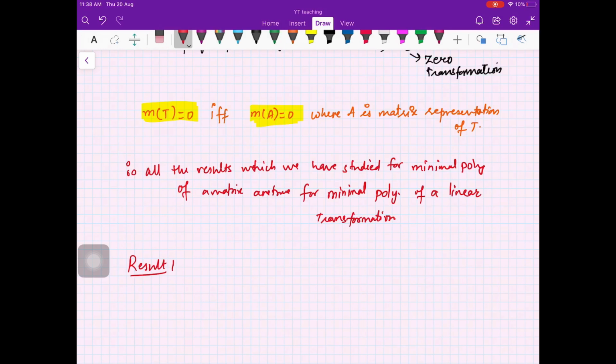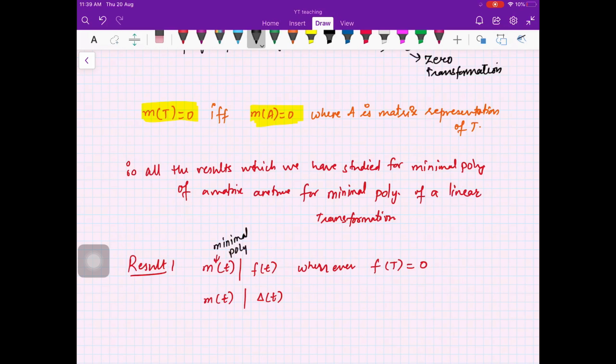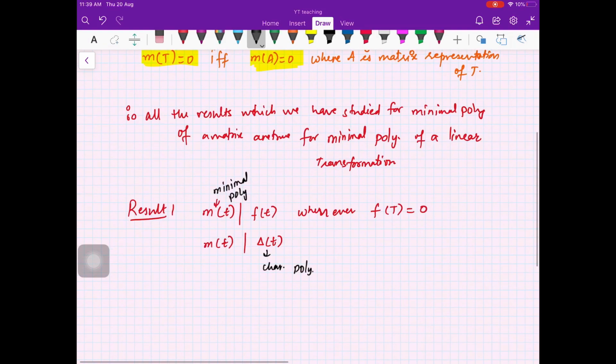The first result was that the minimal polynomial of a linear operator divides every polynomial that has T as a root. So m(t) divides f(t) whenever f(T) equal to 0, where m(t) is the minimal polynomial of your linear transformation. So in particular, m(t) divides the characteristic polynomial of the linear transformation. So this is your minimal polynomial, right? And this is your characteristic polynomial. So this was the first result.